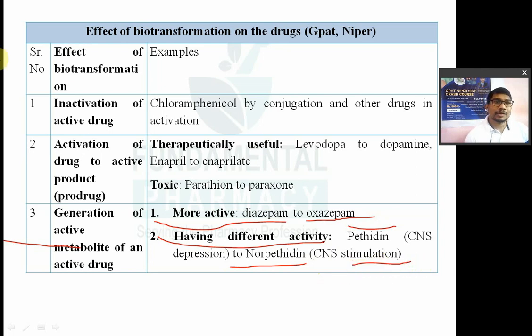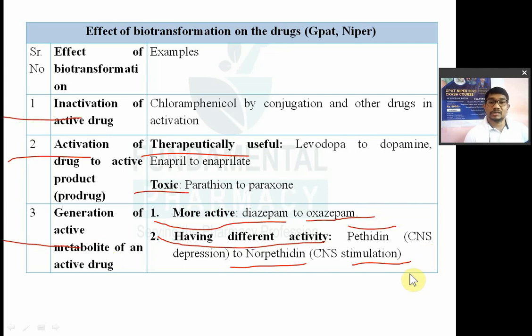Okay. So first outcome of metabolism is inactivation of drug. Second outcome is the activation of prodrug. In that also, activation of prodrug which is therapeutically useful, and activation of prodrug which is toxic, that is toxicological activation. Generation of active metabolite from active drug which is having more activity, like diazepam is converted into oxazepam. And generation of active metabolite from active drug which is having different activity, like pethidine is a CNS depressant drug and it is converted into norpethidine.